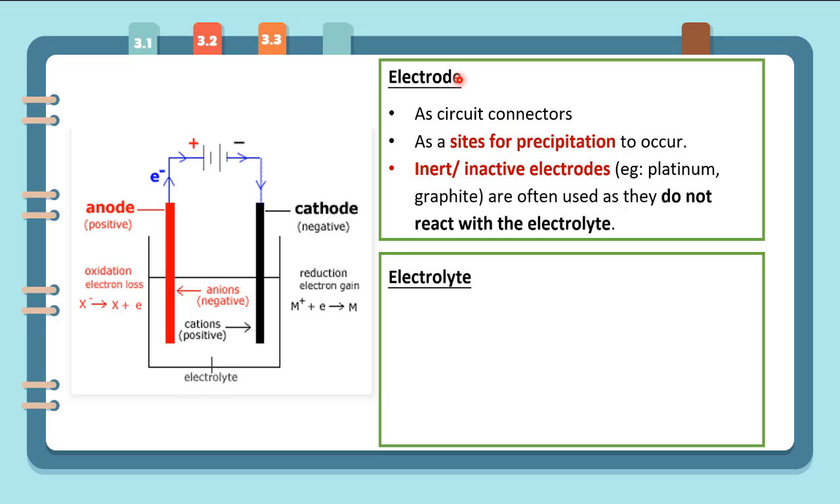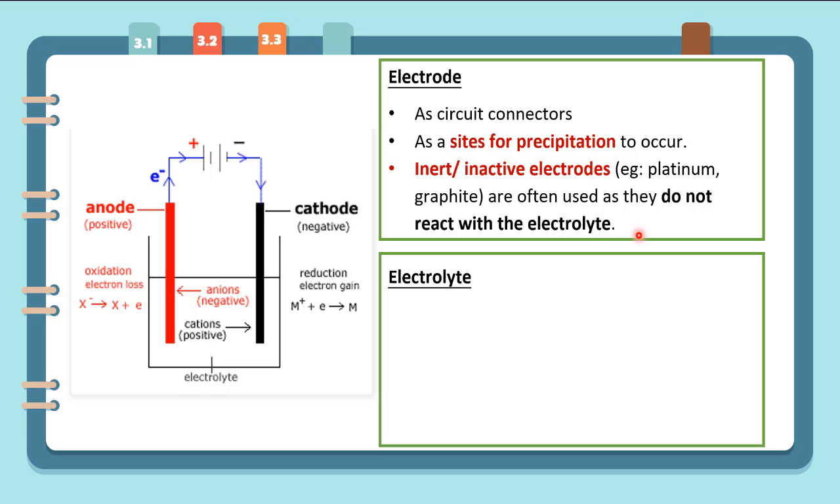For this electrode, usually we are using an inert or inactive electrode, for example platinum or graphite. Graphite is carbon. Inert electrodes are often used as they do not react with the electrolyte, so we only generate the product from the electrolyte itself.